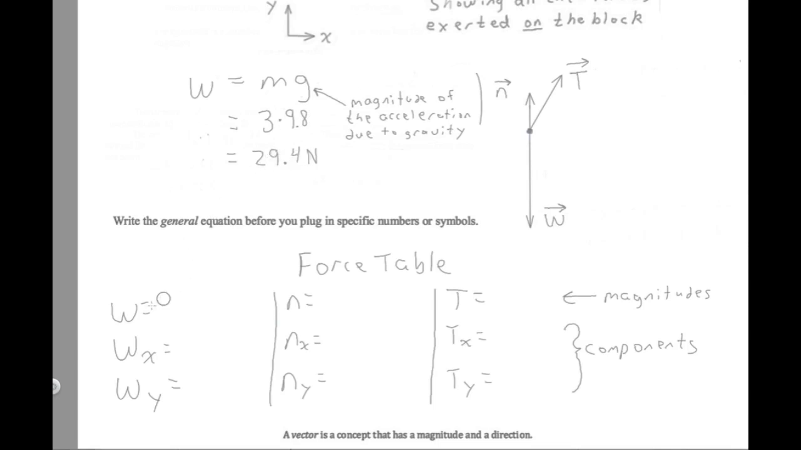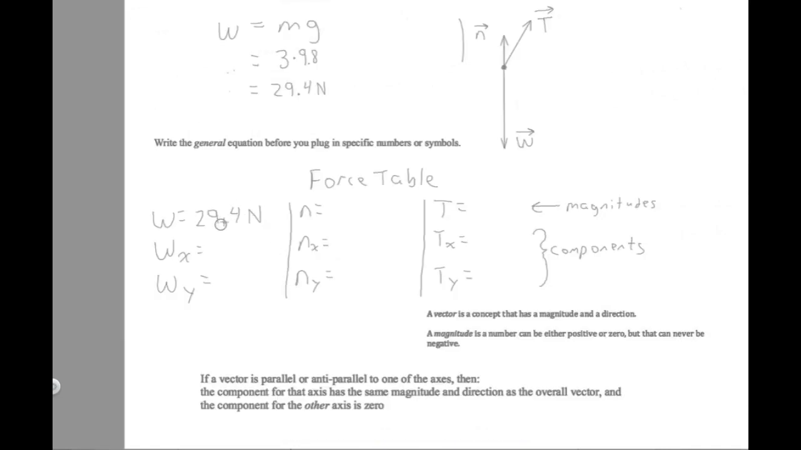Now we can put this number in our force table. The magnitude of the weight is 29.4 newtons. Notice that you should do all of these calculations off to the side. Don't do these calculations in the force table. Save the force table for the final results to keep the force table neat.